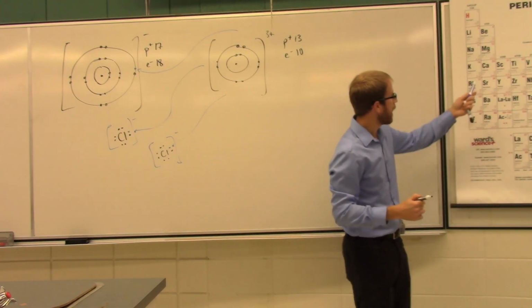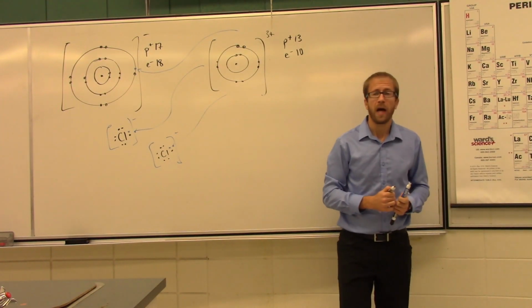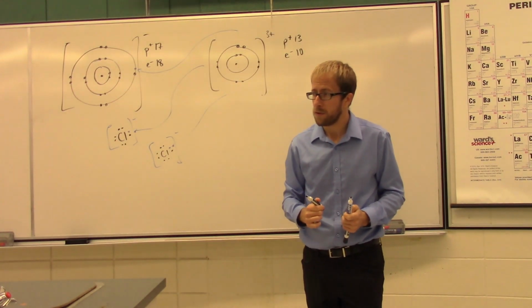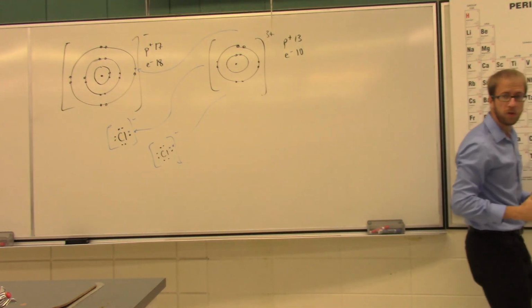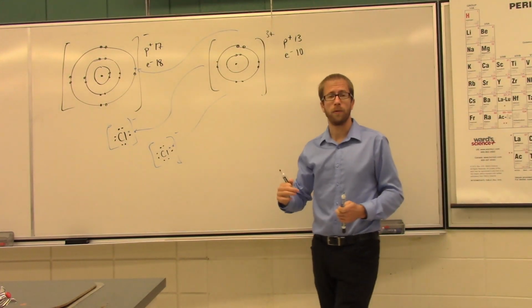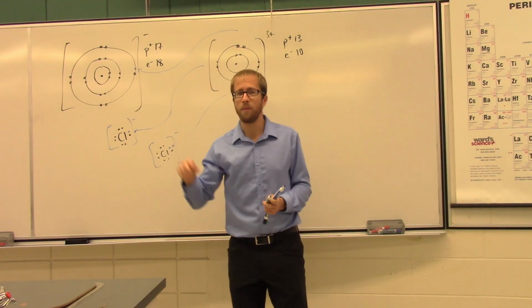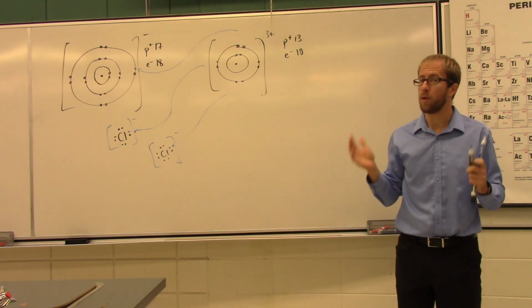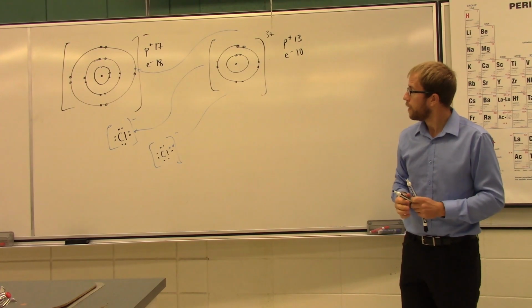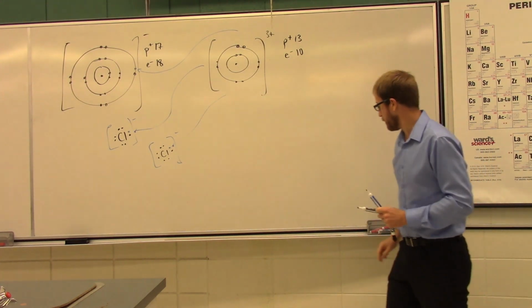For example, calcium has how many valence electrons? 2. It's going to want to lose those 2 electrons so that it can look like which noble gas? Argon, right? When I say look like, I mean the same electronic configuration, right? The same number of electrons. So that is super important.